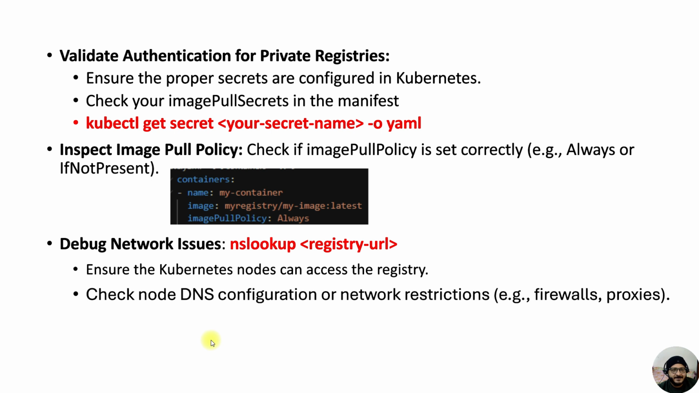Now the next is to validate authentication for private registries. You have to ensure that the proper secrets are configured in Kubernetes, and check your image pull secrets in the manifest file. With the help of the kubectl get secret command, you will verify the output of your secret name. When you use -o yaml, you will get the complete detail of your Kubernetes manifest file, and there you can verify whether your secret name is correct or wrong.